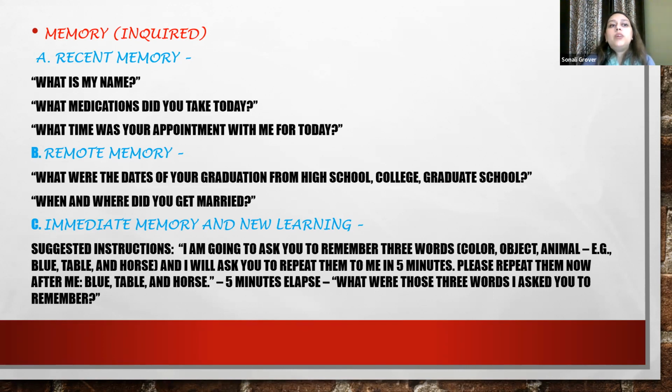Immediate memory and new learning. Suggested instructions: I'm going to ask you to remember 3 words, color, object, animal: blue, table, horse, and I will ask you to repeat them to me in 5 minutes. Please repeat them now after me. So the client will say blue, table, horse. And then, what were those 3 words I asked you to remember? So, that's how you can check.